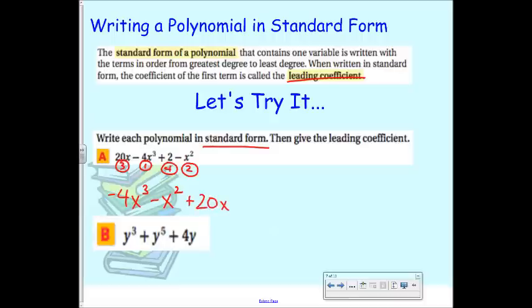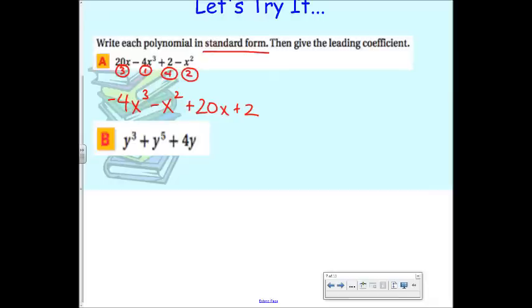Who can come do B? Ollie? Greatest to least, yep. Perfect. Y to the fifth plus y to the third plus 4y. So what's the degree of this polynomial? 5. Because the biggest degree in here is 5.